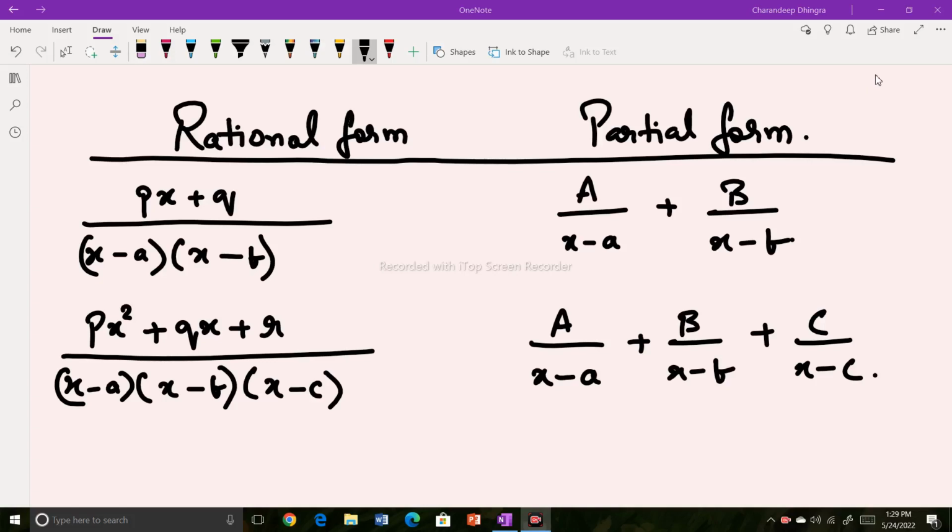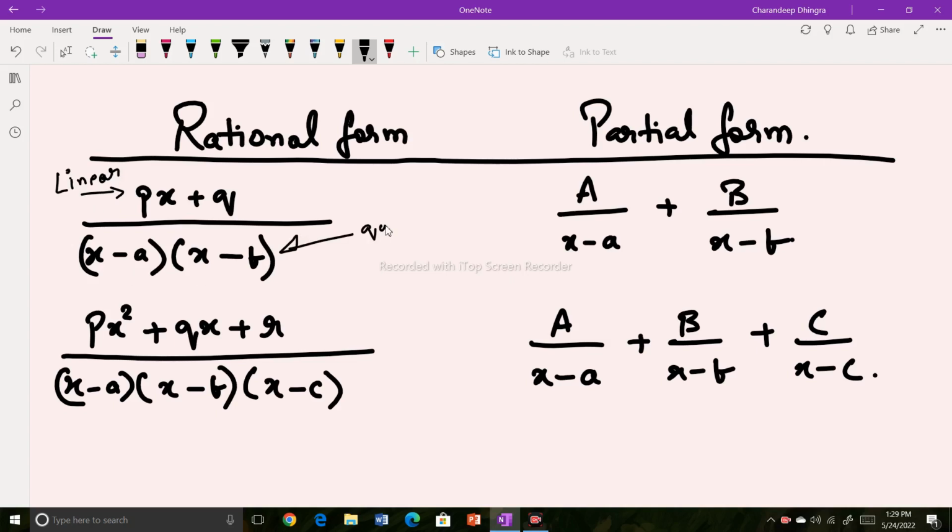So let's start off with the next type, that is the most important type of integration, that is partial fractions, integration by partial fractions. In this type of questions, you will get a rational form, that is, the numerator will be a linear equation or a constant or a quadratic equation. In this case, it's a linear equation, and the denominator is a quadratic equation because the highest power will be 2.